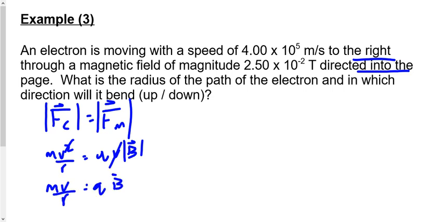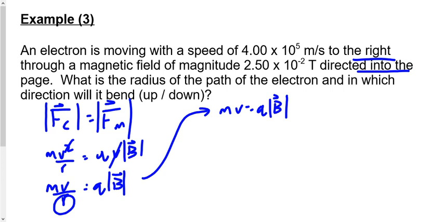And we're solving for r here. So let's take it up by multiplying. Now, how do I take the qb to the other side? Yeah, good. So it becomes r is equal to mv over q times b.